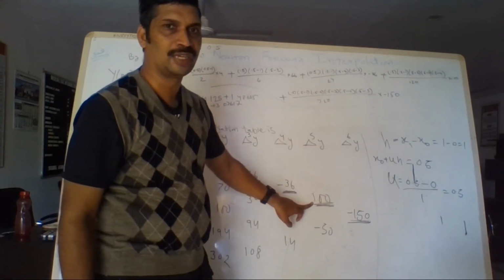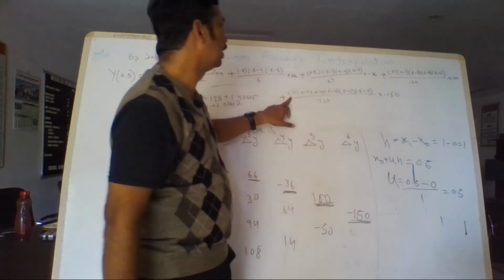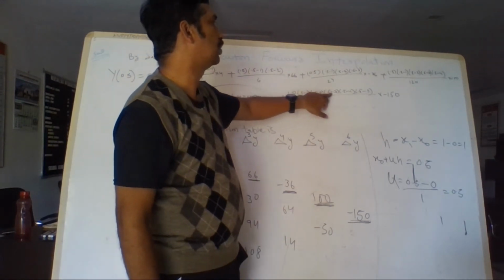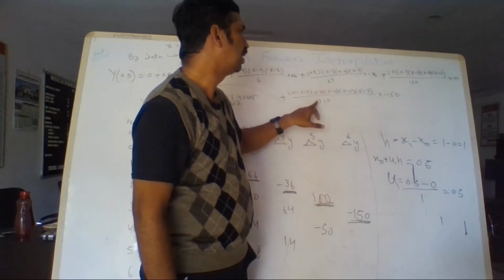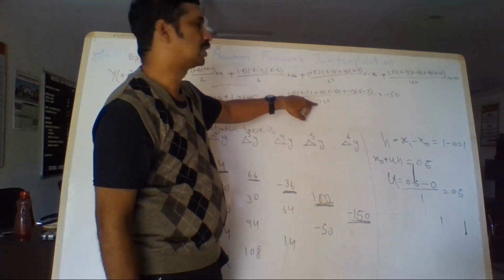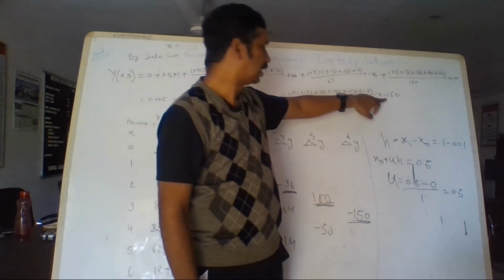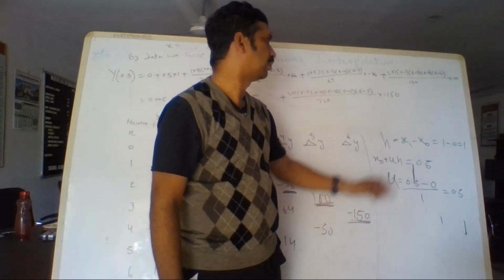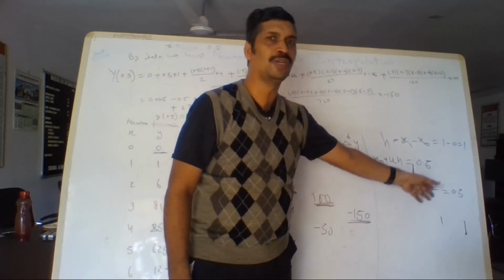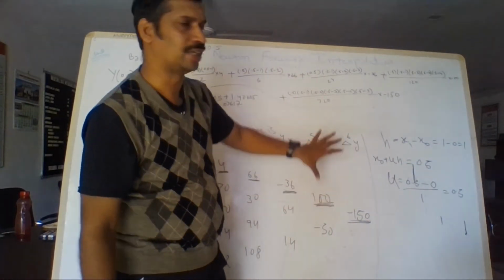This is the value of delta power 5 y naught, plus u into u minus 1 into u minus 2, u minus 3, u minus 4, u minus 5 by 6 factorial. 6 factorial is 720. Delta power 6 y naught is minus 150. From the next term onwards, delta power 7 y naught and all of them are 0, so no need to write them here.